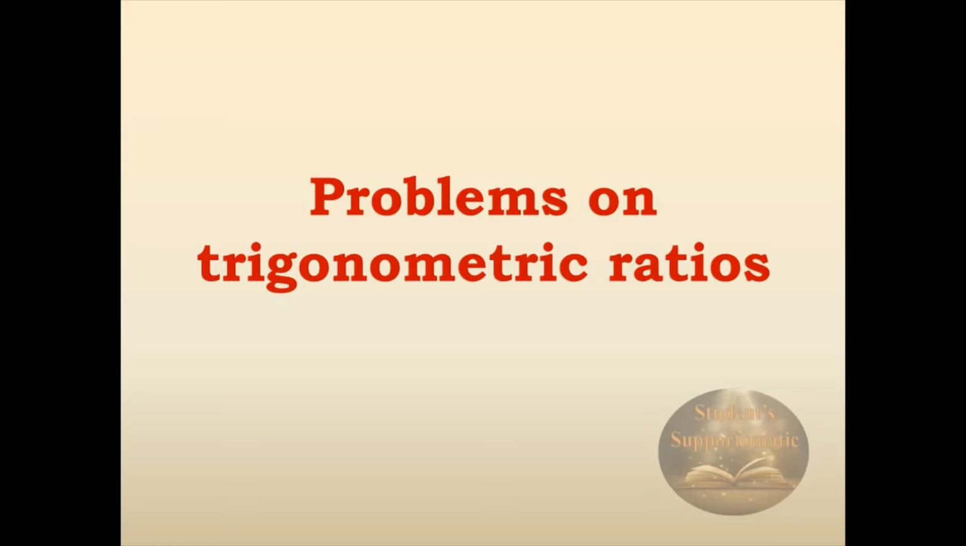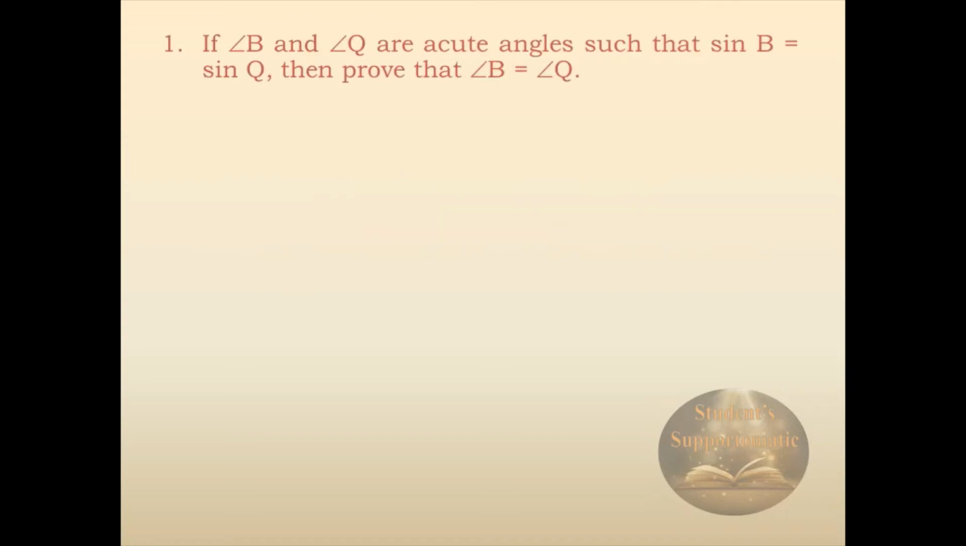In this video, we'll do some problems on trigonometric ratios. First problem is: if angle B and angle Q are acute angles such that sine B is equal to sine Q, then prove that angle B is equal to angle Q.